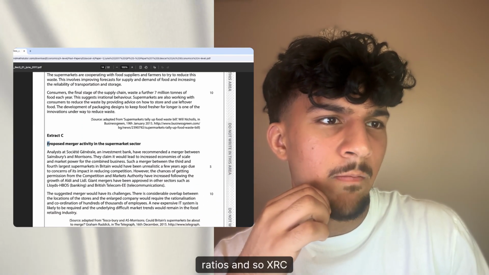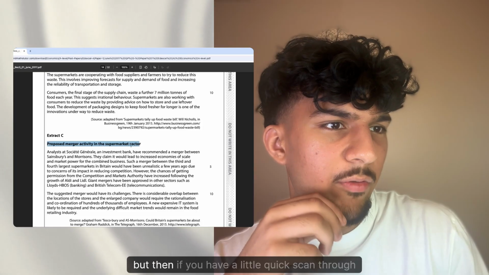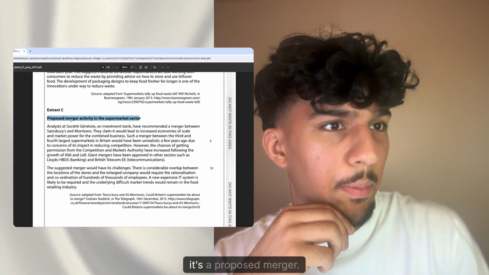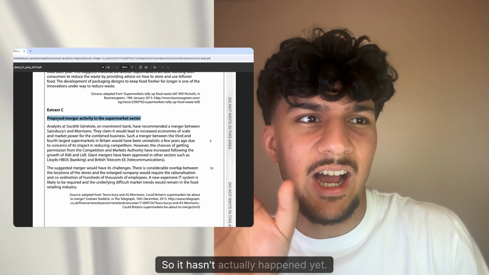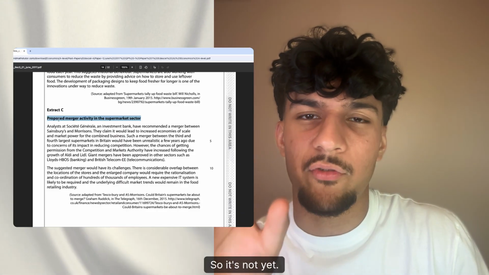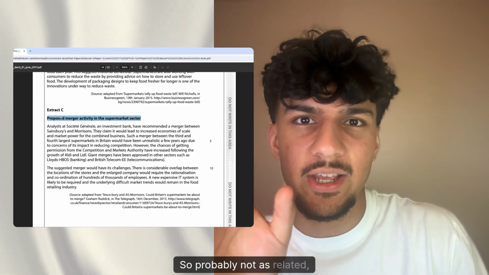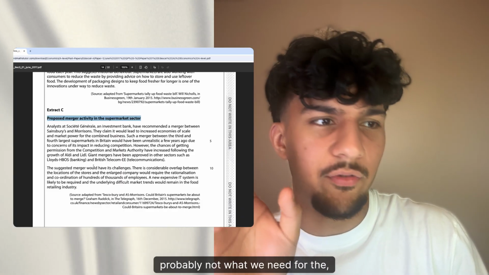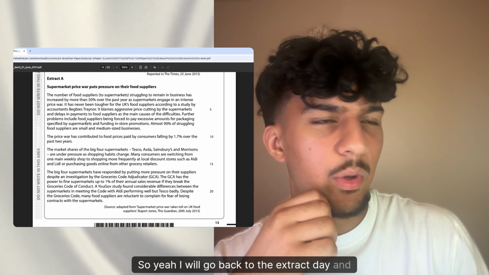And so extract C, proposed merger activity. That kind of sounds related, but then if you have a quick scan through it, it's a proposed merger. Proposed is the key word, so it hasn't actually happened yet. So it's not yet affected the 4-firm concentration ratio. So probably not as related. Probably not what we need for our 5-mark question. So yeah, I will go back to the extract here and we'll have a look through this.